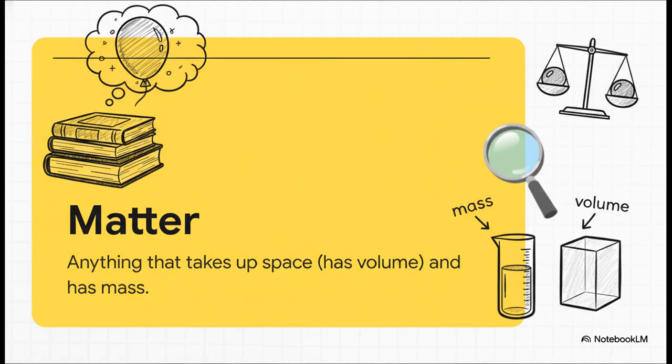So here's the official definition for you. Matter is anything that takes up space. We call that volume, and has mass, which is just a fancy way of saying how much stuff is packed into it. A book? Well, that's easy. It's got mass and volume. But get this, so does the air in a balloon. It's super light, yeah, but it's definitely there, taking up space.